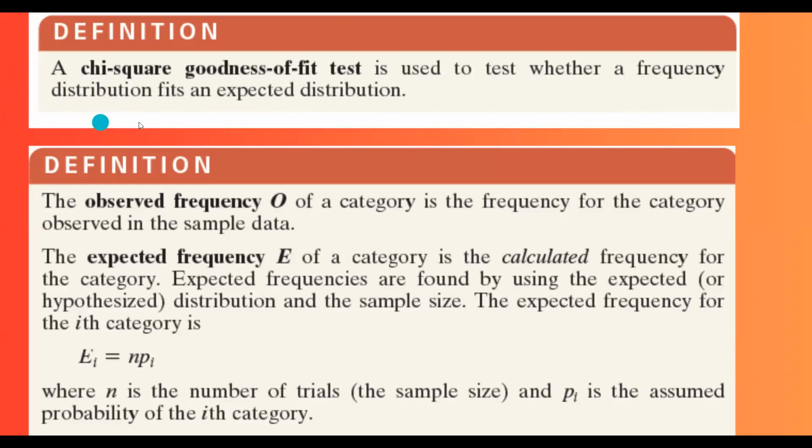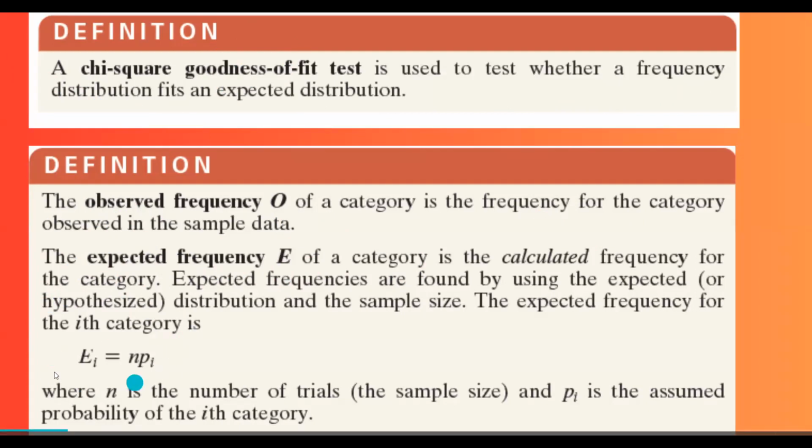Here we have the definition of the chi-square goodness of fit test, which is used to test whether a frequency distribution fits an expected distribution or not. To do the computation, we need to define observed frequency and expected frequency. The observed frequency O of a category is the frequency for the category observed in the sample data. The expected frequency E of a category is the calculated frequency for that category.